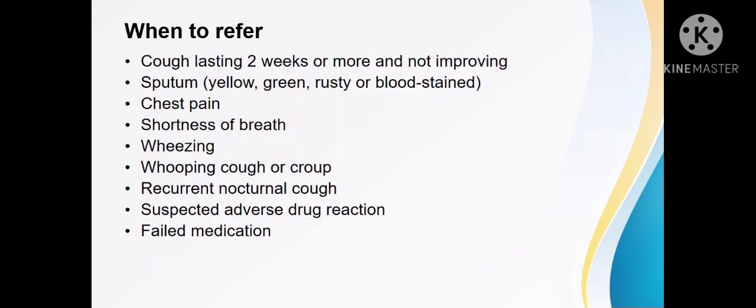When will the pharmacist refer the patient with cough to a physician? If the cough is lasting for 2 weeks or more and not improving. If sputum is yellow, green, rusty or bloodstained. When there is chest pain, shortness of breath, wheezing, whooping cough, or a group of patients experience recurrent nocturnal cough. If there is a suspected adverse drug reaction caused by medication or if medication failed to treat the cough.